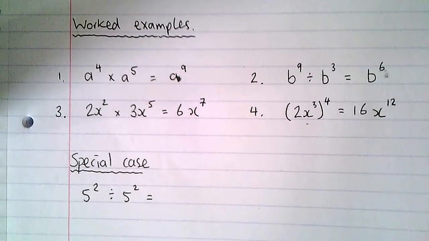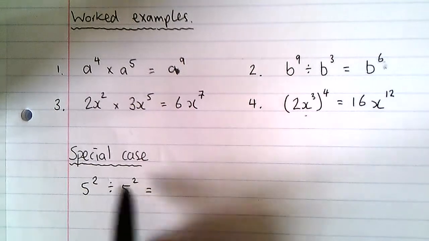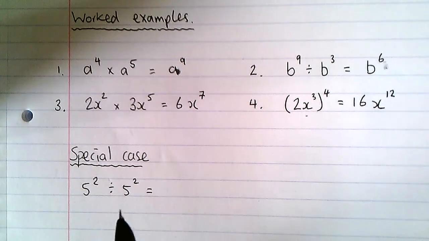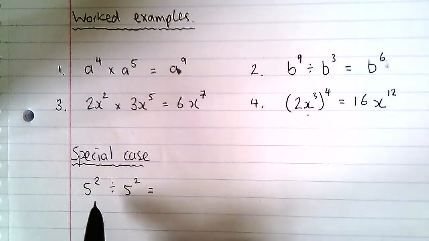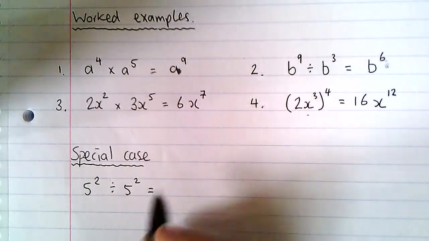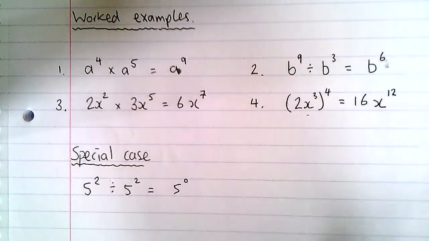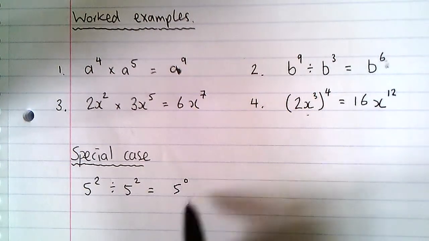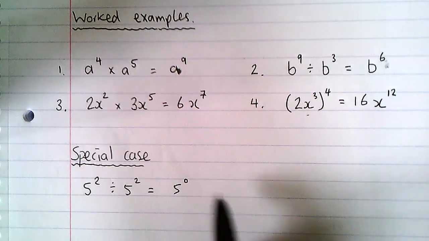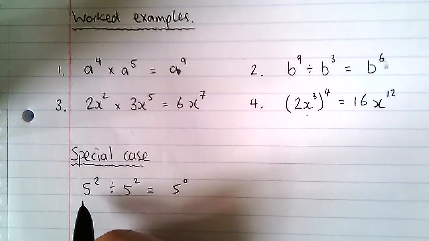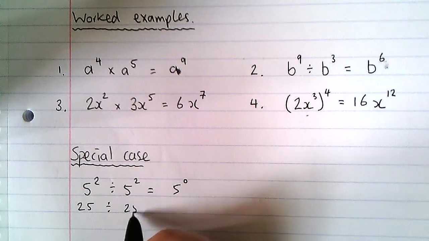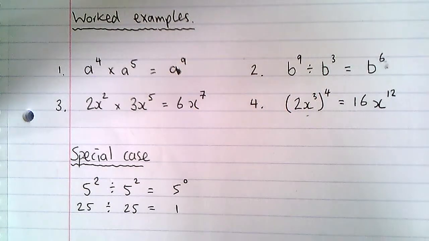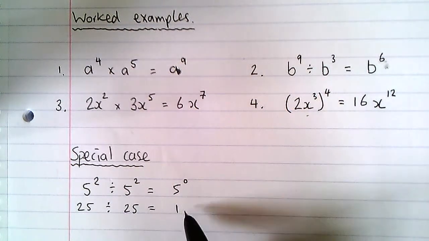Now this special case here is a special case of the second rule, and it's something that I made a big deal of when I looked at this in class with you. So we've got 5 squared divided by 5 squared. Well, that's going to be 5 to the power of 0. Well, we always want to be thinking, what does something to the power of 0 mean? And the common answer is, well, 5 to the power of 0 is just 0, but it's not. If you think about what 5 squared is, that's 25. If I divide 25 by 25, if I divide something by itself, I get 1. So that means that 5 to the power of 0 must be the same as 1.